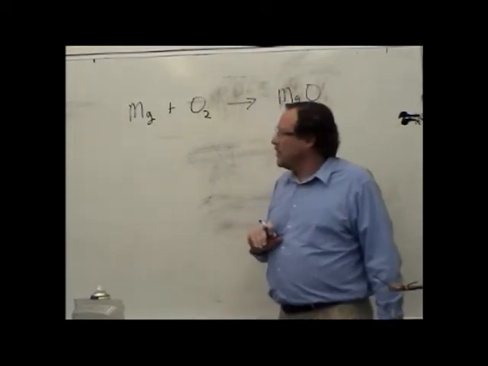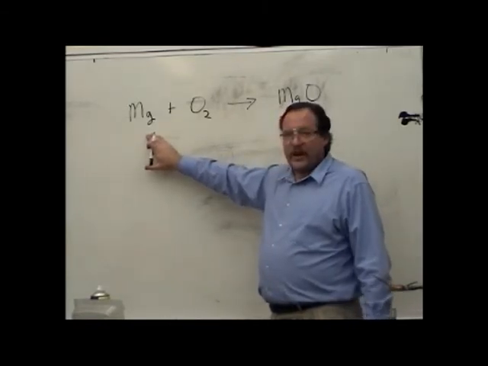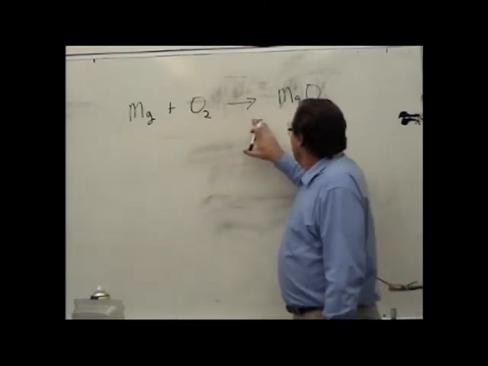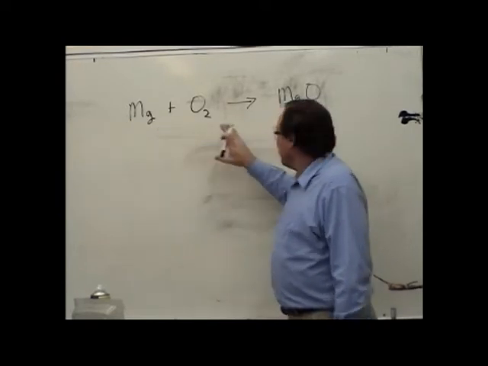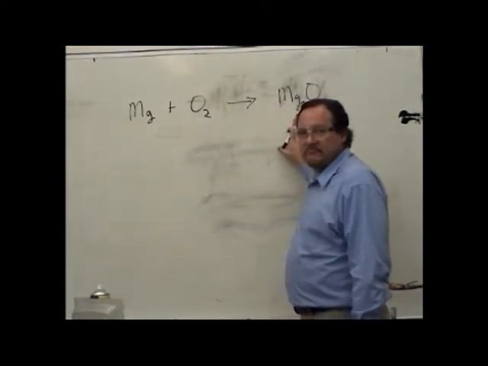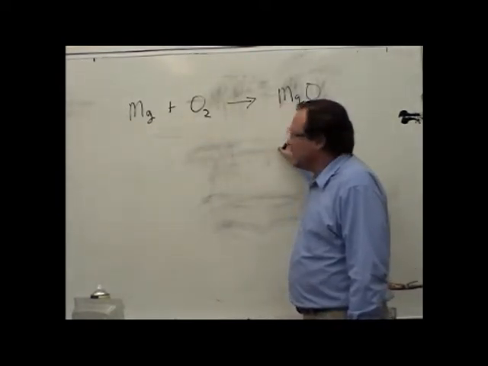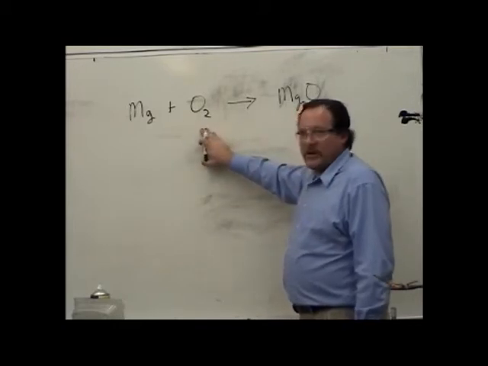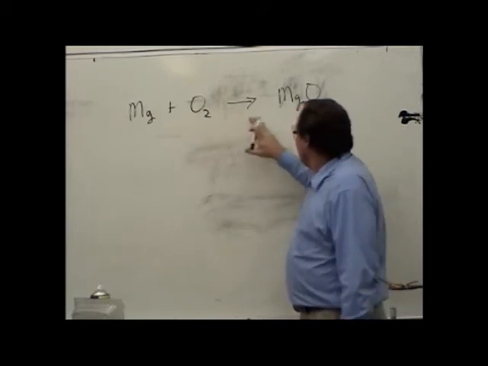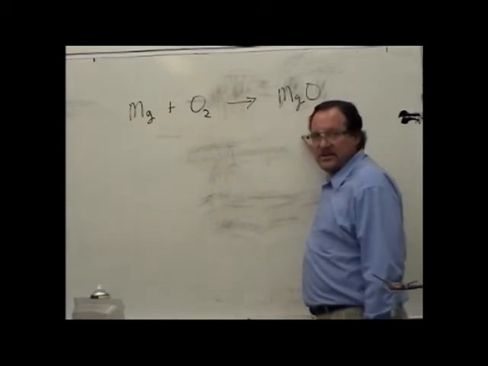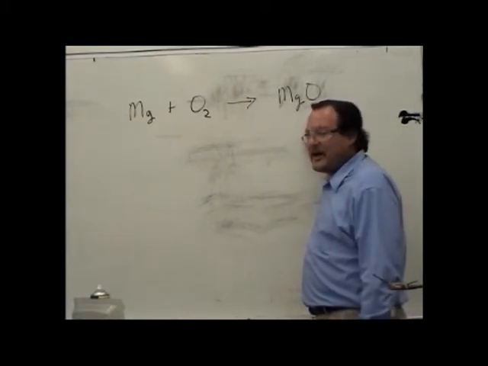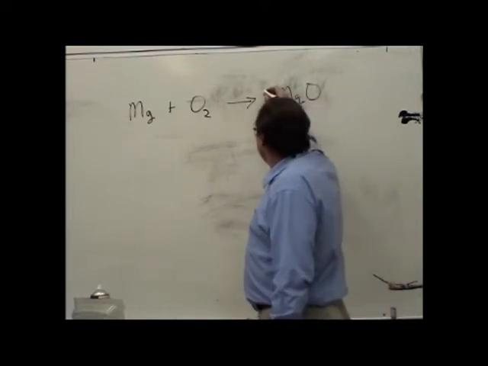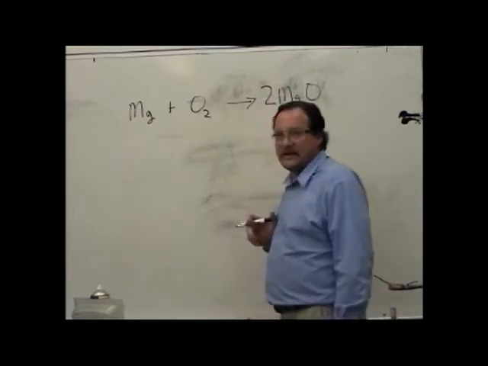Now in this case, on our left we have 1 magnesium, and on our right we have 1 magnesium. So far everything looks good. On our left, we have 2 oxygens. On our right, we have 1 oxygen. So this creates a problem. The reaction is not balanced. In order to balance the oxygens, I'm going to place a 2 in front of this magnesium oxide.